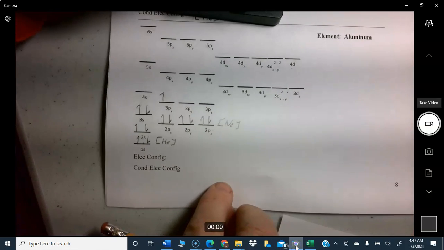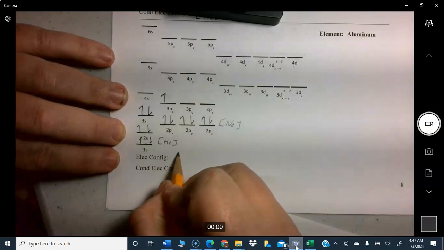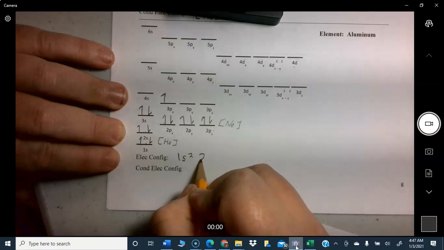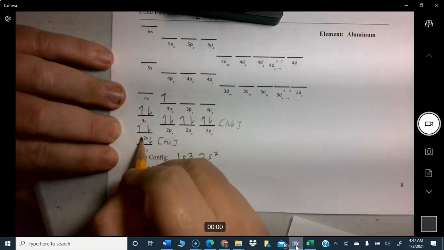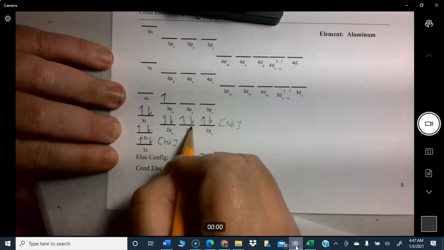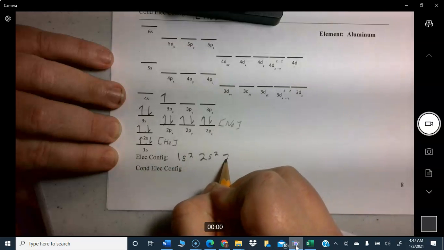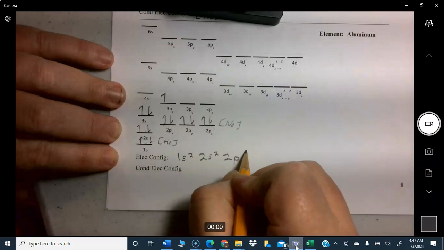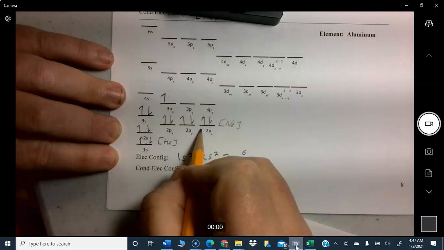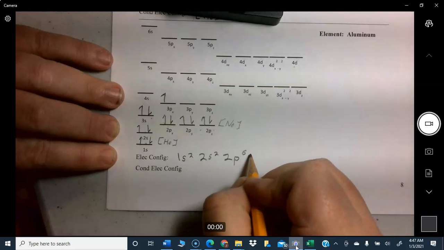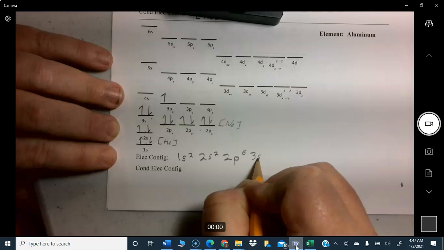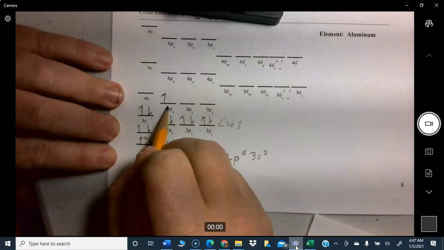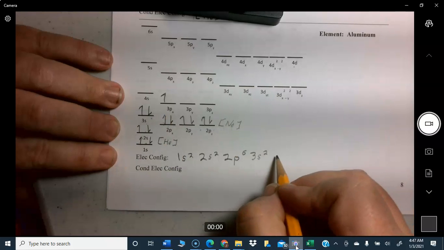Now let's go ahead and write the electron configuration. It's 1s2 right there, then it's 2s2. Now it's 2p6. So you're in the second row, the p orbital, and all 6 electrons are placed there. Now we keep going up to 3s. And there's 2 electrons in the 3s. And now we have that one last electron to get us to aluminum, and that's 3p1.